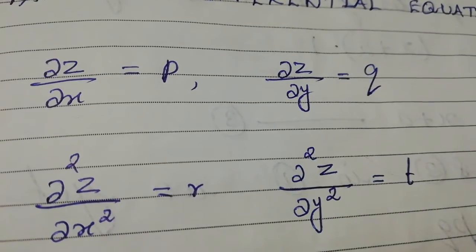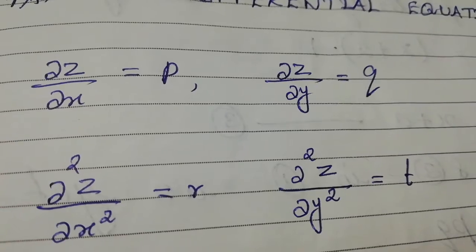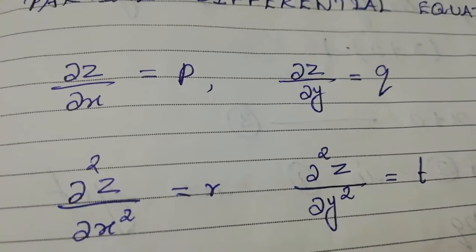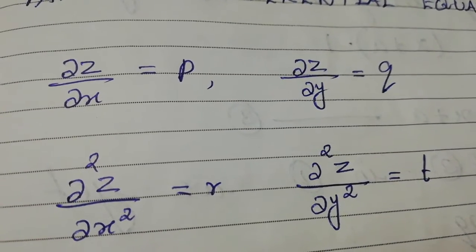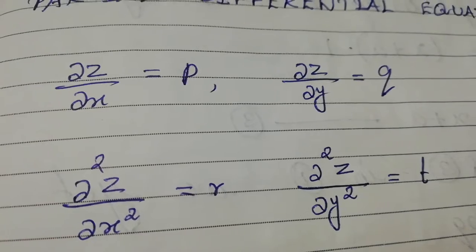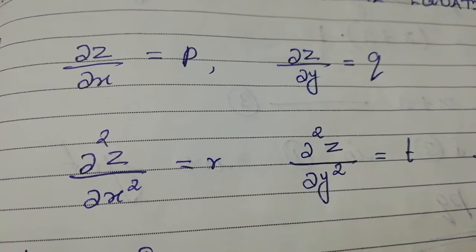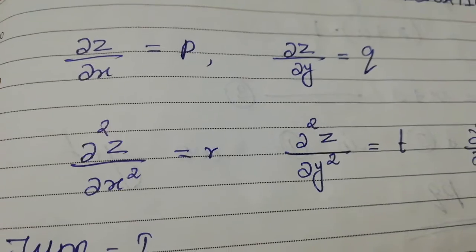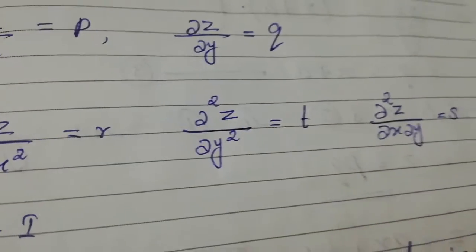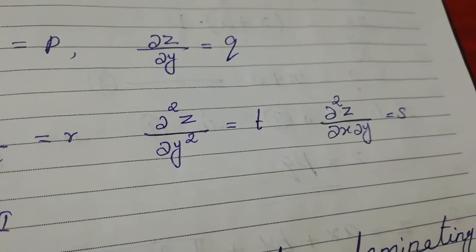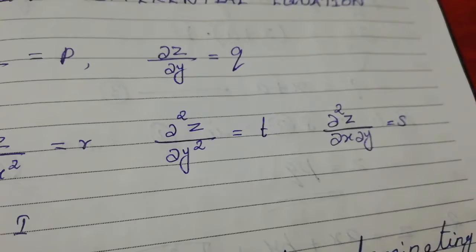In the formation of partial differential equation, we take dou z by dou x is equal to p, dou z by dou y is equal to q, dou square z by dou x square equal to r, dou square z by dou y square is equal to t, then dou square z by dou x dou y is equal to s.